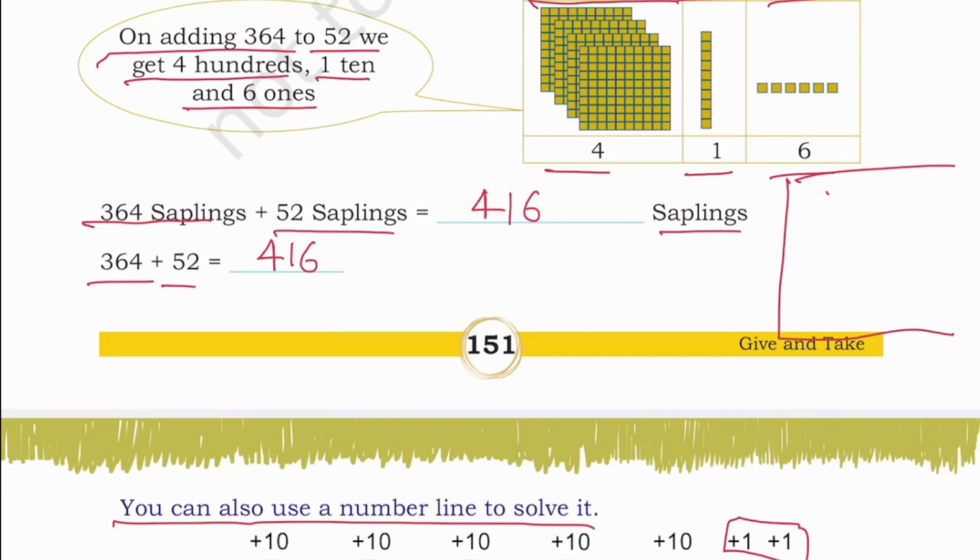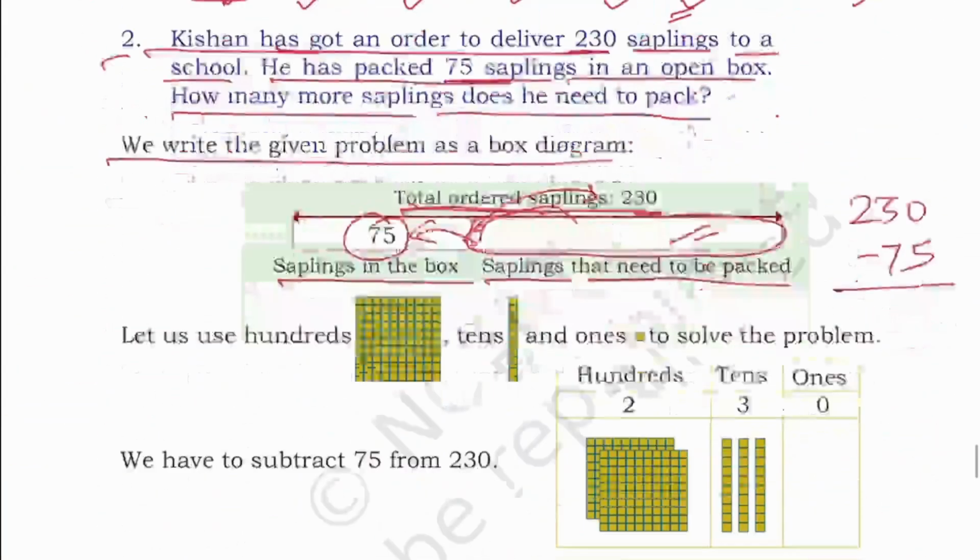For example, 364 added to 52: 4 and 2 is 6, 6 and 5 is 11. The 1 should be written above the hundreds place, and the 1 in the tens place goes above the next number, 6 and 5 is 11, so 1 is written here, and 3 and 1 is 4.